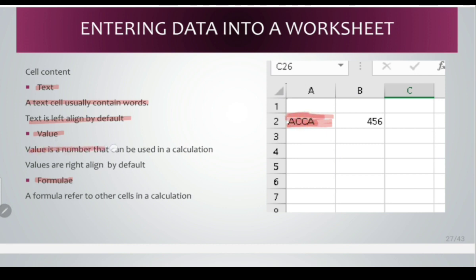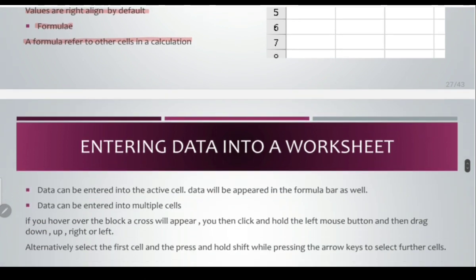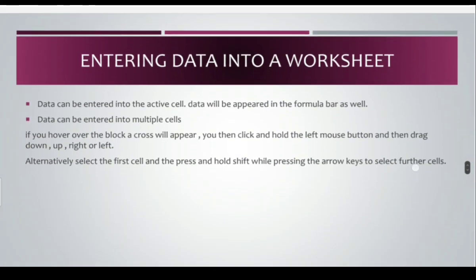Value. A value is a number that can be used in calculation. Values are right aligned by default. So you can see that whatever values are written are aligned from the right side. And a formula refers to other cells in a calculation. We will discuss formulas in detail in another lecture.